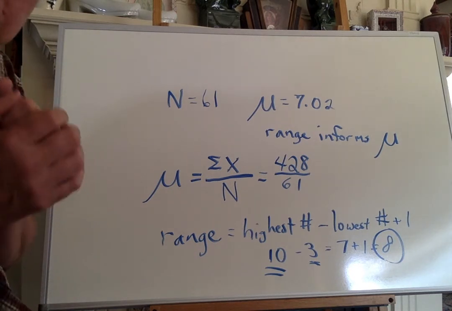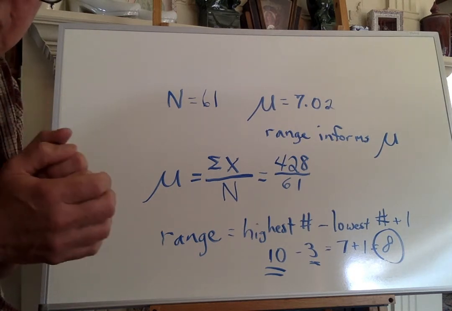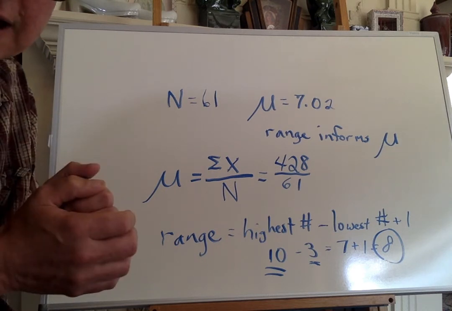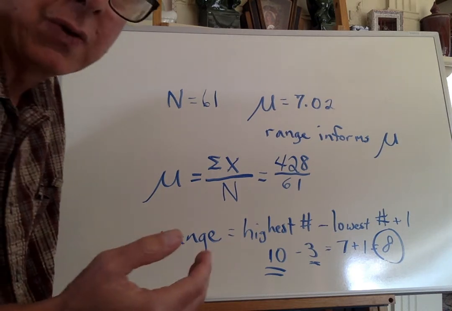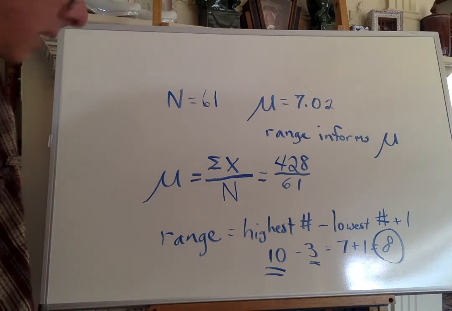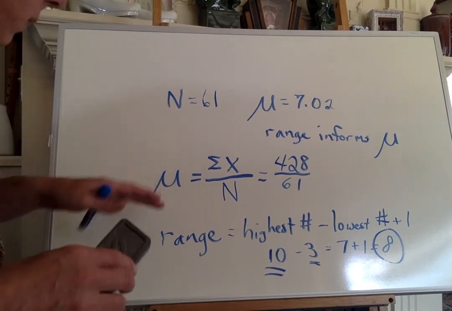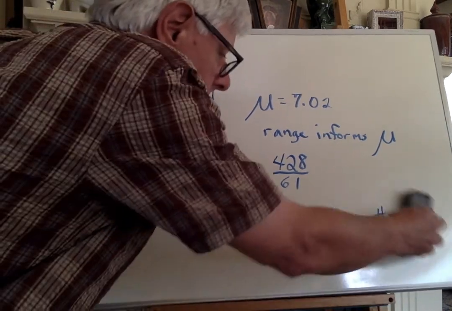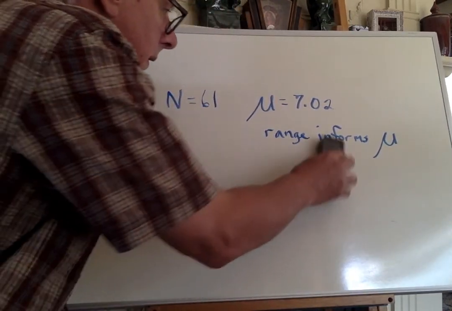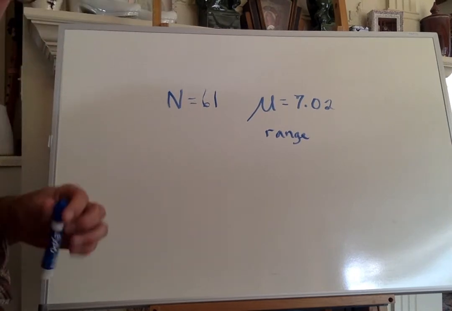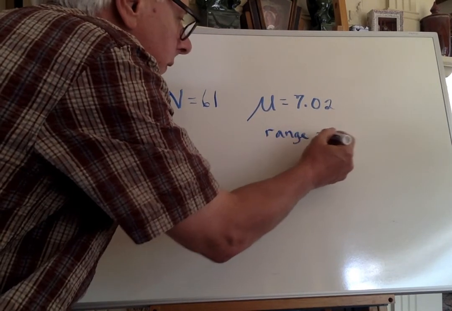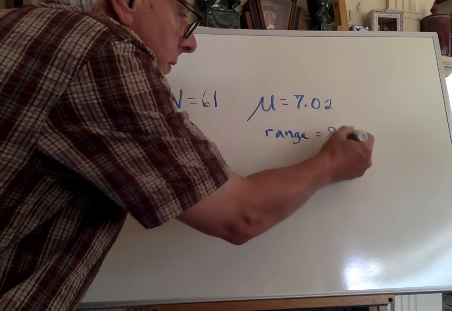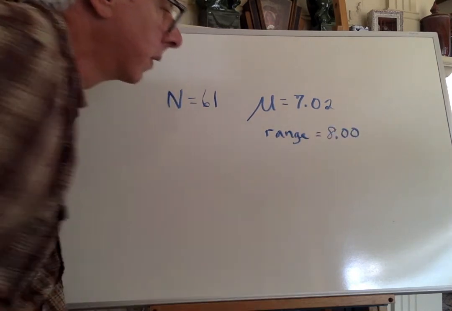All right, what else might we want to know about the data set? I know some of you have had this stuff in high school. So let's see, we have the mean, we have the range. Let's put those in here. Range is 8, okay? I said 2 decimal places, so we can do this.